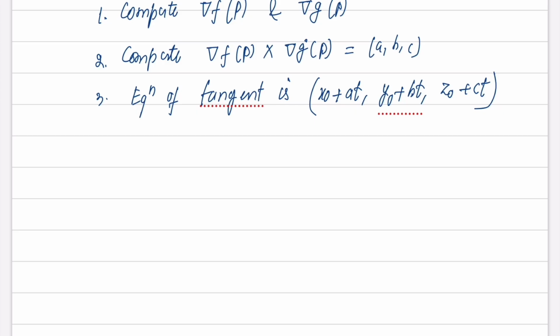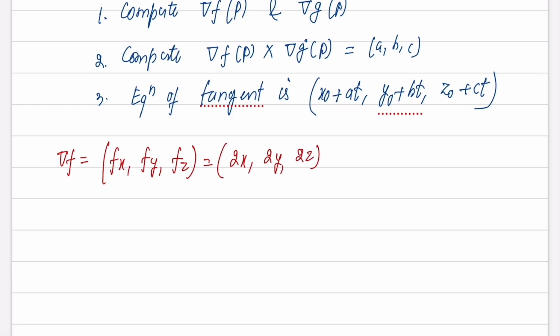So in these three steps we will evaluate the equation of tangent. Now let's follow our first step. Here we have del f. Let's first define what we mean by del f. It is fx, fy, fz, which is equal to 2x, 2y, 2z. Then del f at the point p is equal to del f at the point 1, 2, 2.